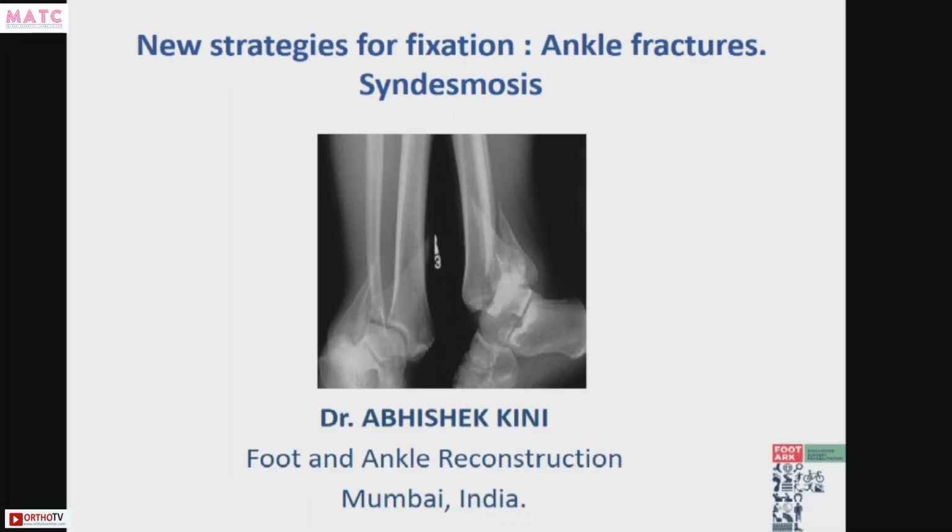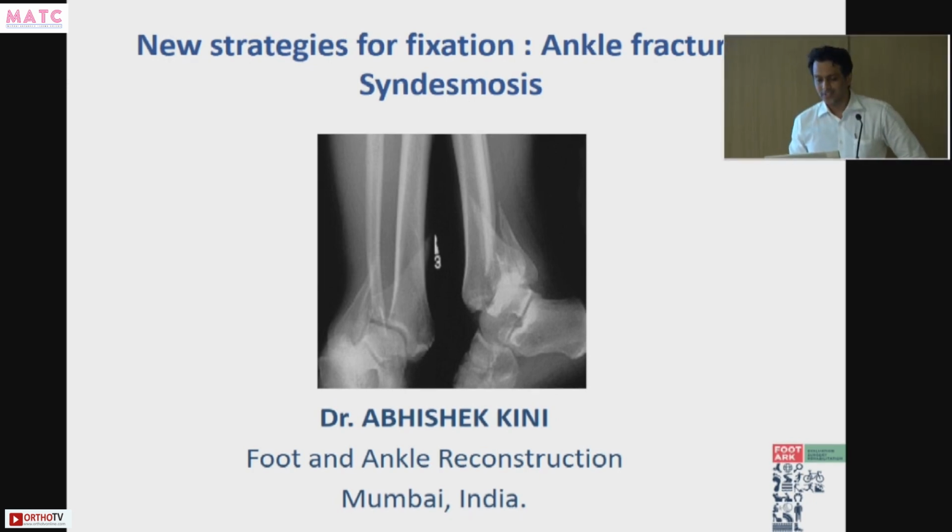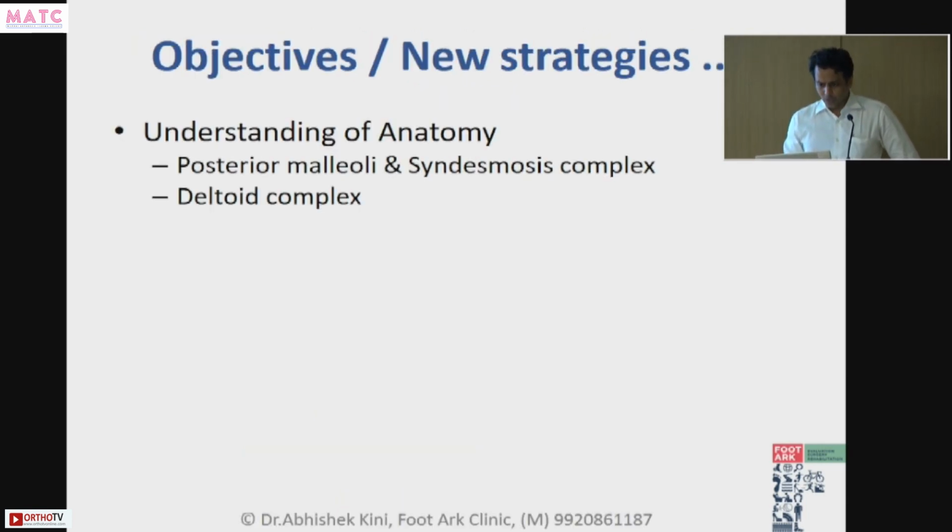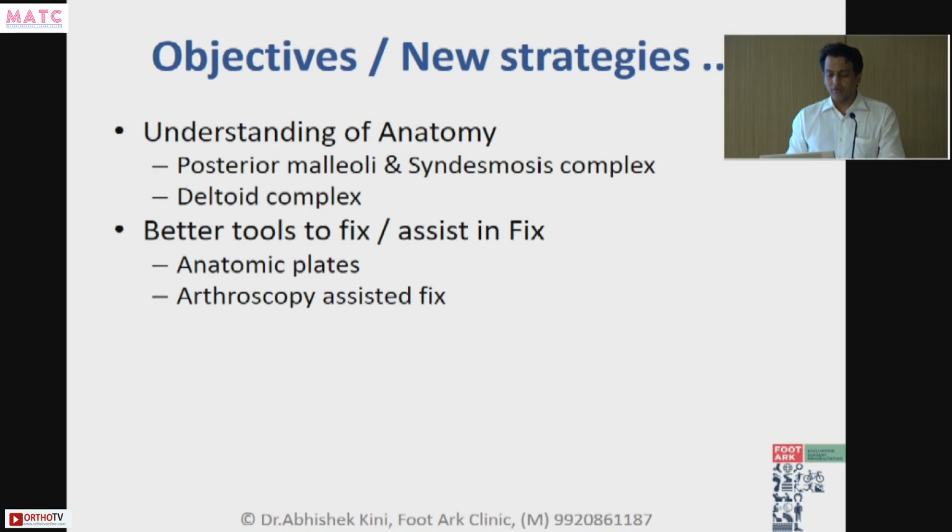I'm just going to start talking on newer strategies for fixation of ankle fracture, then briefly touch upon syndesmosis, and end it with a few cases, interestingly, newer concepts of how we do it. So what is the objective of this talk? First and foremost, understand the anatomy, especially the posterior malleolus and syndesmosis, which is a new battle to be fought, the deltoid complex. What better tools do we have to fix or assist in fixing?